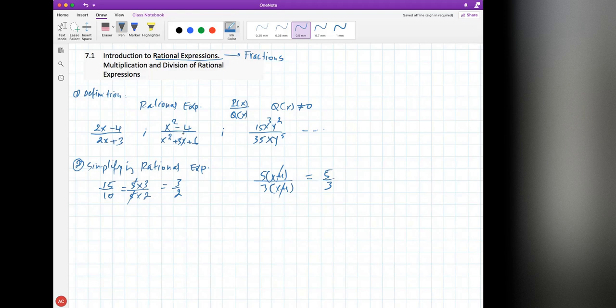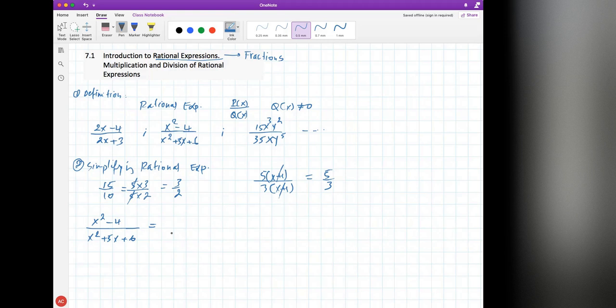We can also simplify this, for example, x squared minus 4 over x squared plus 5x plus 6. The only thing is we can't just cancel x squared and x squared right away. We need to first have this in the form of a multiplication like this.